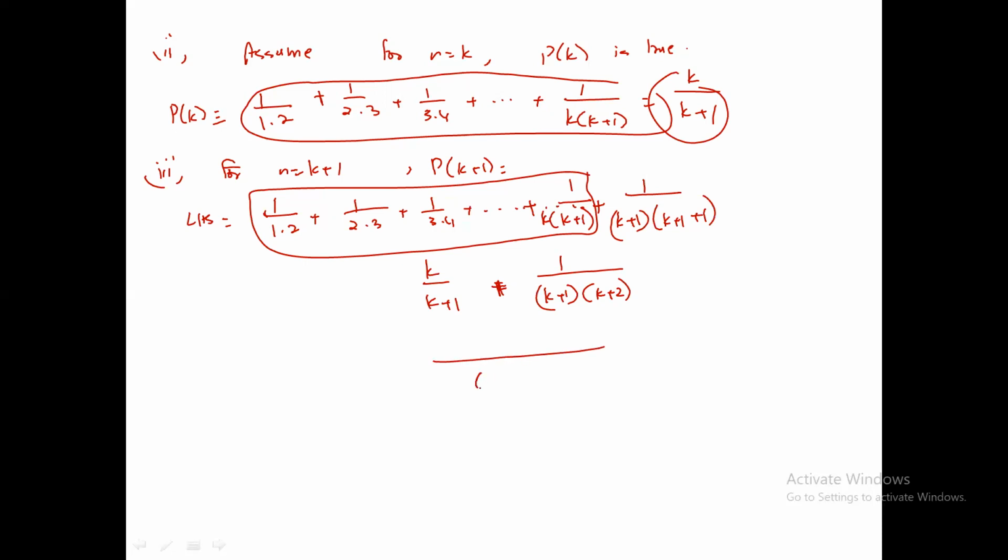I will take common denominator k plus 1 into k plus 2. On top is k into k plus 2 plus 1, or I have k square plus 2k plus 1 by k plus 1 into k plus 2. Now I have to factorize the numerator: k plus 1 whole square by k plus 1 into k plus 2.